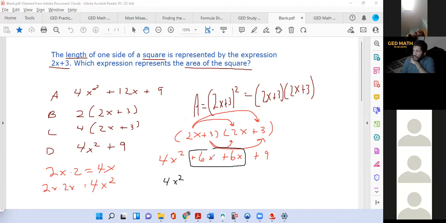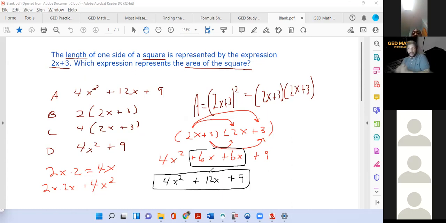So now let's complete it. We're going to bring down our 4x squared. We're going to combine 6x and 6x, which is 12x. And then we're going to bring down our plus 9. So the key point is you have to identify what's given. Identify that you have a square. Identify that your length is 2x plus 3. Identify your formula that you need to use to plug in. I want you to get in the habit of having that calculator, having that formula sheet, because the formula sheet is just a roadmap to what you have to do. It's telling you in the question what things you need.